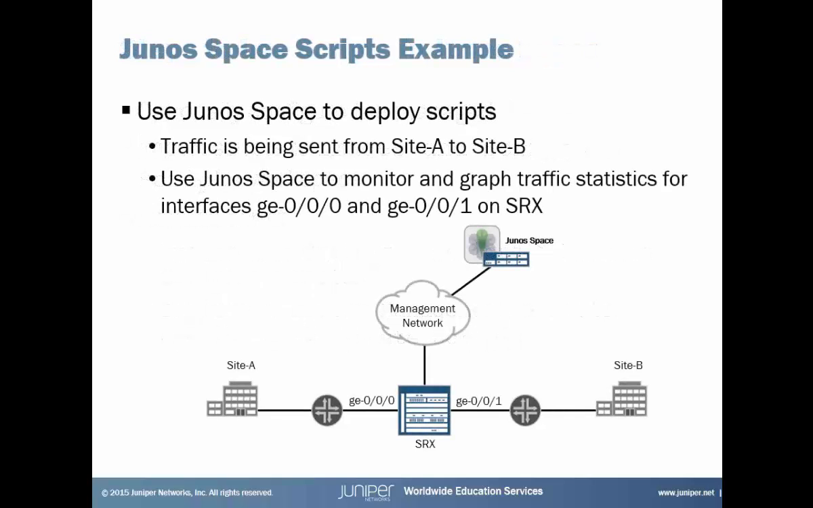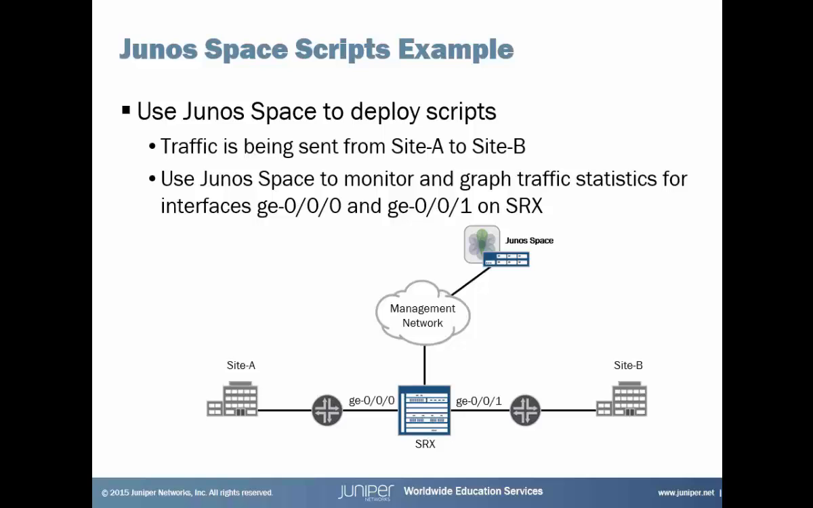All right, so here's our example that we're going to be using in the demo. What we have here is we have a Junos Space device connected through to the SRX device on the management network. And so the Junos Space device is going to be managing the SRX device. And then we have Site A that will be sending traffic to Site B. And what we will be doing with our script is we are going to monitor and graph traffic statistics for interfaces ge-0/0/0 and ge-0/0/1 on the SRX device. So let's check that out.